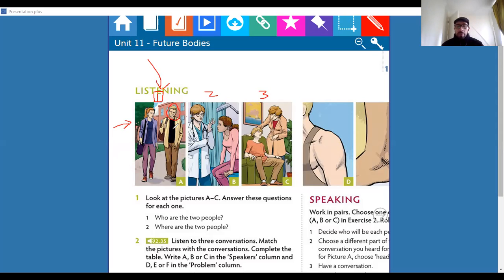Maybe his face. Okay. Maybe he has a problem with the face. What type of problem? A toothache, a sore throat, an earache, a headache. What kind of problem, Luciano? The eyes, maybe. Okay. Maybe the eyes. Thanks, Luciano. Let's continue with another person.